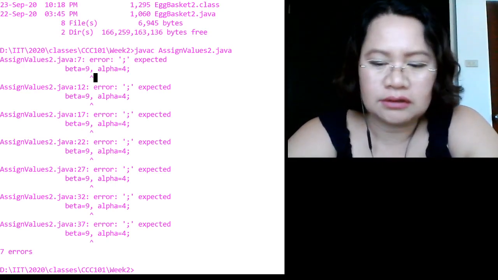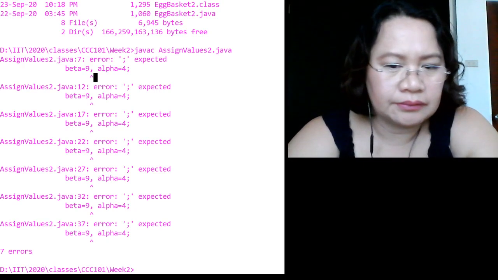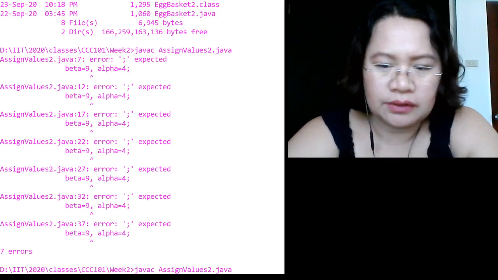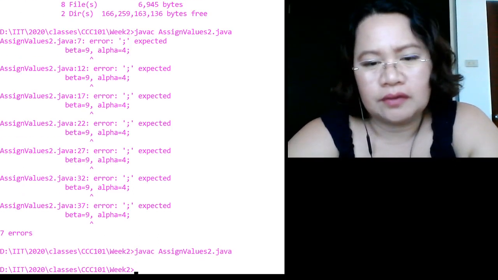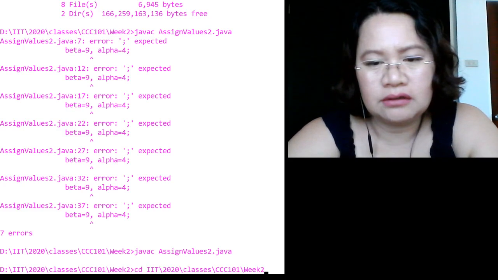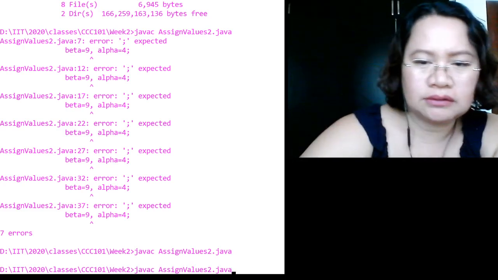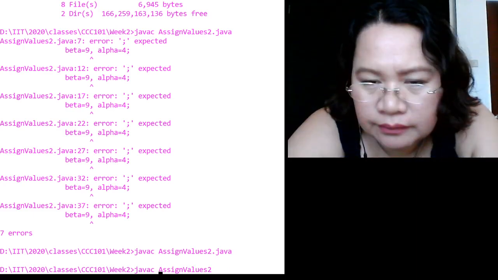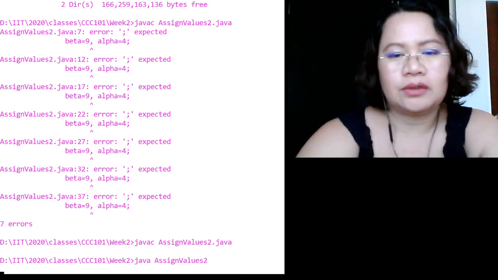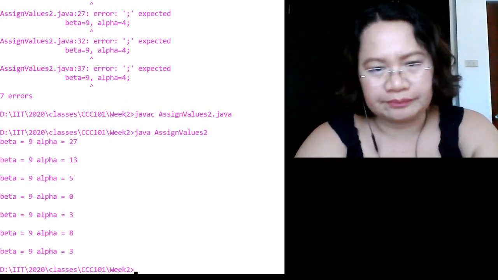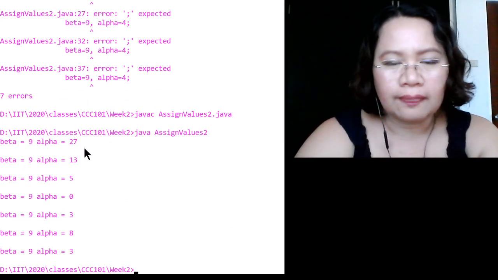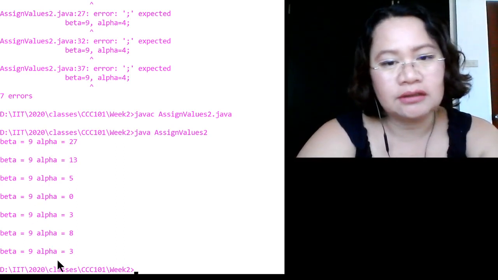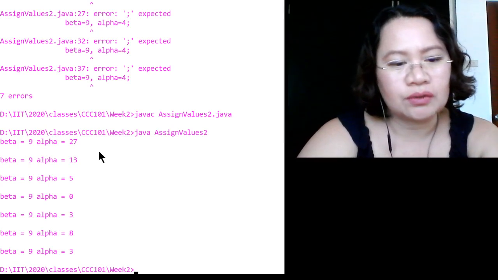Okay. So let's compile again. I should show you the compiler, right? Okay. So now I've already corrected the error. Let me run the program. Saan naman to? Okay. So there. As expected, beta did not change its value. It's always 9. And let's check if my answers were correct.